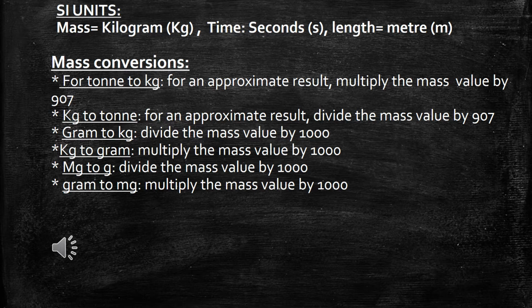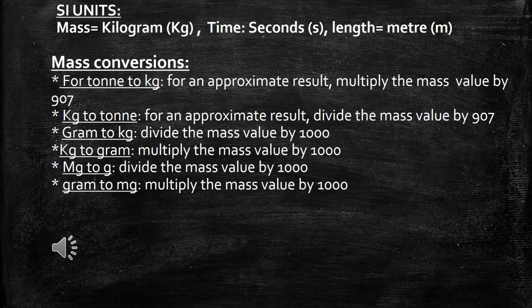For example, I have given you 2 tons, and I ask you to convert the 2 tons into kilograms. So you are going to multiply the mass, which is 2 tons, by 907, and the answer you get will be represented in kg. It means that you have converted the mass from tons to kg. So basically these are called the mass conversions.